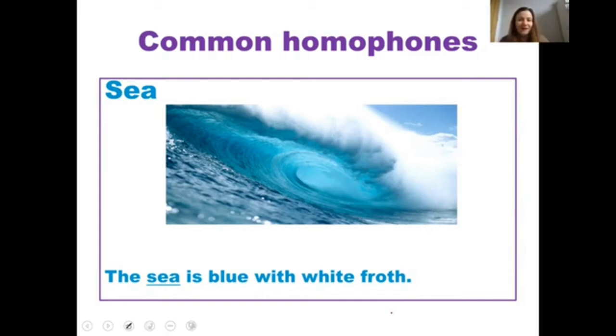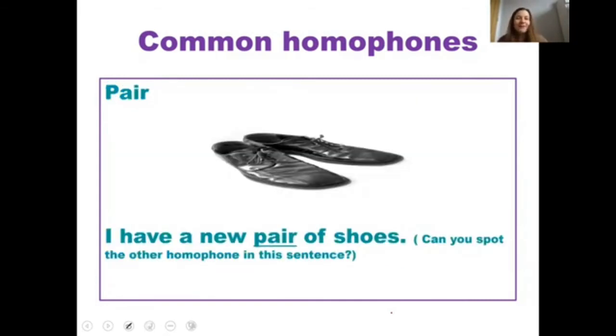Okay. Next one, pair. We learned that as well, pair. And another word for pair, in a minute we'll see it. So I have a new pair of shoes. Now, can you spot the other homophones in this sentence? You can, in a minute, you know, a new, what does that remind you of? Oh, I knew it. I knew you remember that.